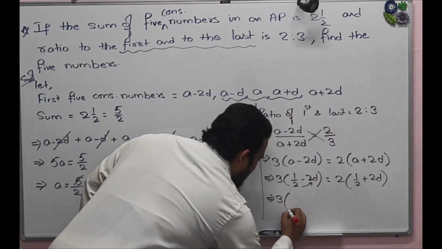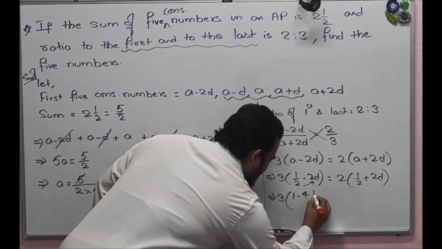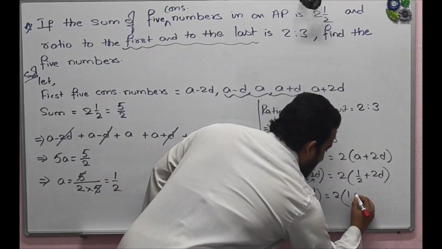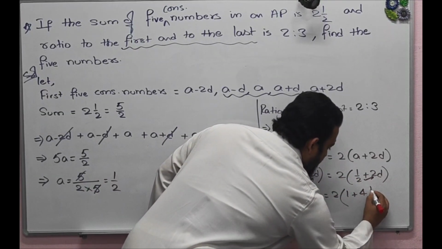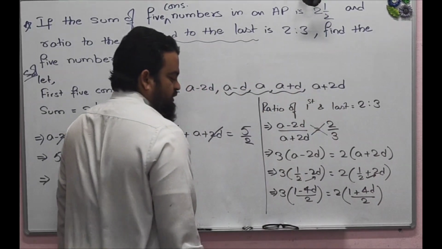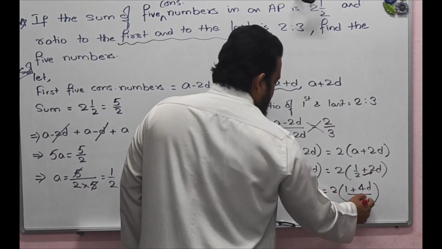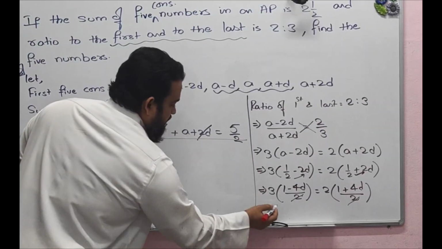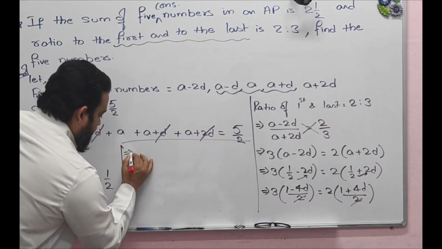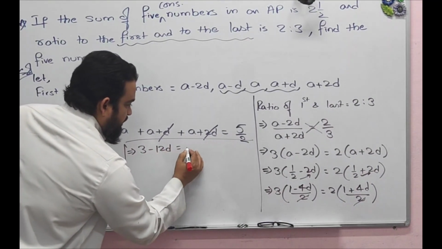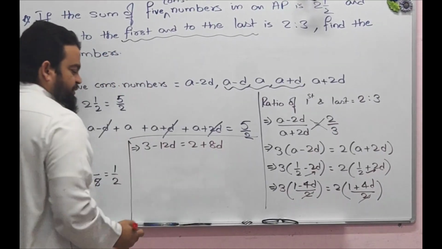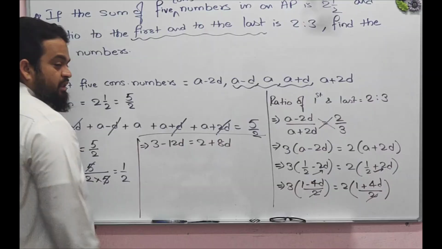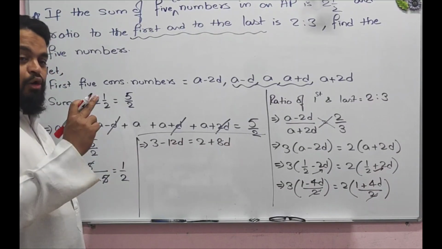Now take LCM. What will happen? That implies 3 times 1 minus 4d divided by 2 equals 2 times 1 plus 4d divided by 2, when you take LCM. Understood? So 2 and 2 gets cancelled because everywhere you have multiplication. Now I'll do it over here. So 3 into 1? 3 minus 12d equals 2 plus 8d. Right? Yes.